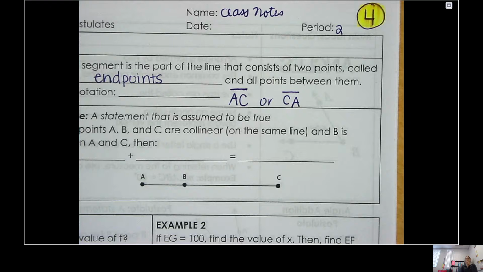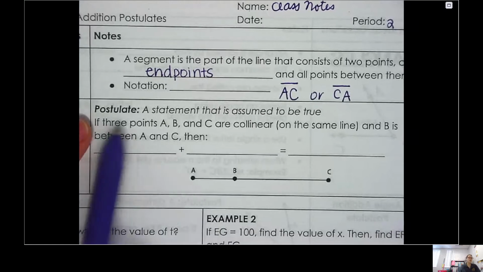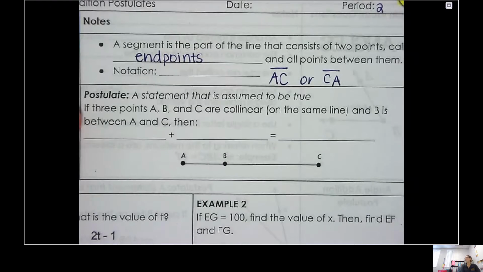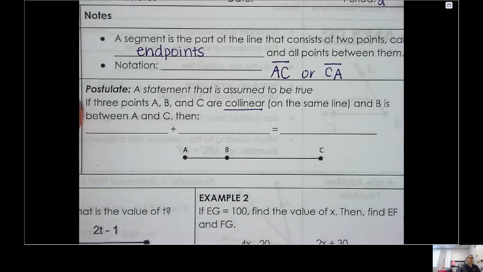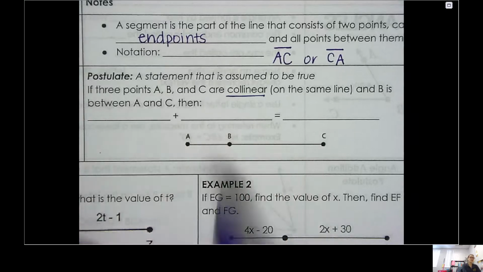Now, the first rule we're going to learn is called the segment addition postulate. If you had to make a guess, what do you think we're going to do with this postulate? We're going to do some adding. Yes, we are. So here's what the postulate says. If you have at least 3 points, A, B, and C, that are collinear. What does collinear mean? On the same line. If you have 3 points on the same line, and let's say B is in between, then we can do an addition problem essentially with these 2 segments.